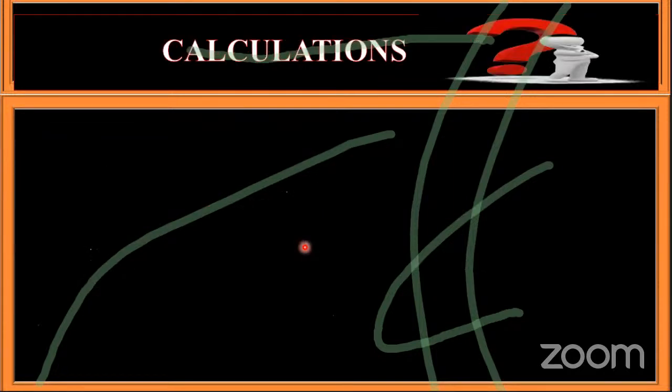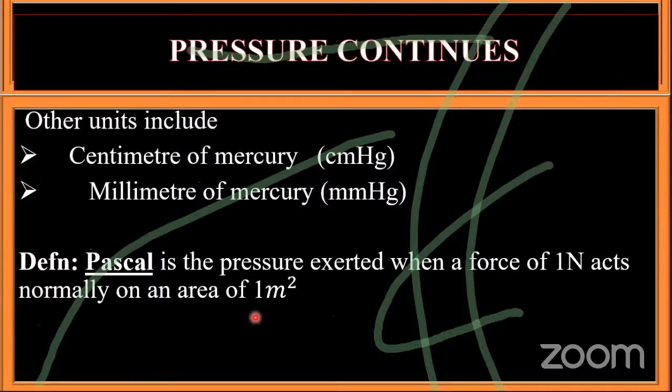Now, we have said that pressure is given by force over area. Excuse me, teacher, can you put the definition of pascal on the screen? The definition of pascal, we said pascal is the pressure exerted when a force of 1 Newton acts normally. Please, the word normally is very important. You don't need to leave it out.